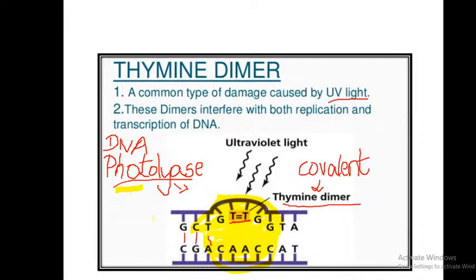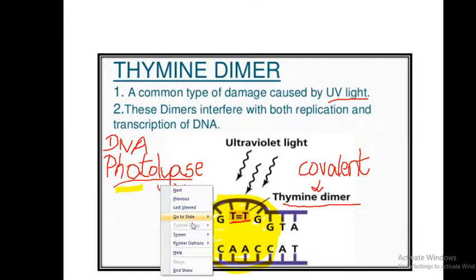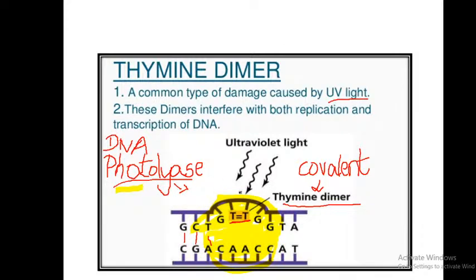Photolyase enzyme will bind to the thymine dimer in the dark. When it is dark, it will bind to this thymine dimer, and in the presence of light this photolyase will break this bond.